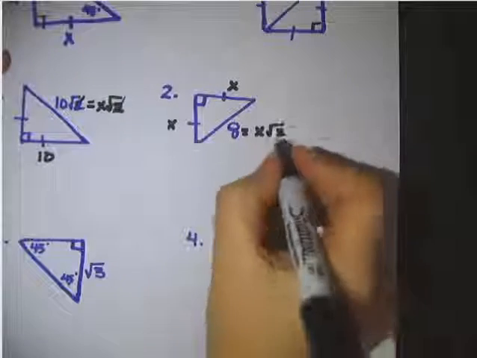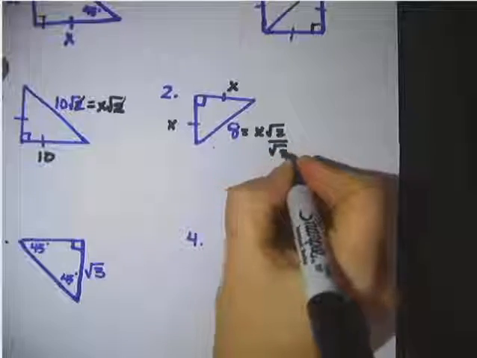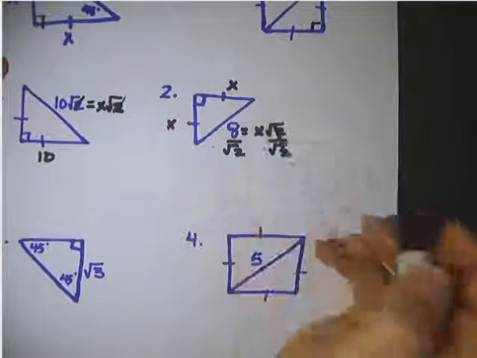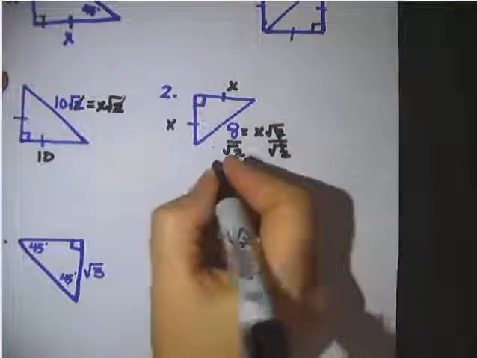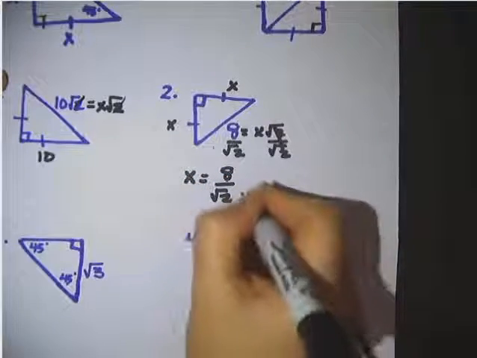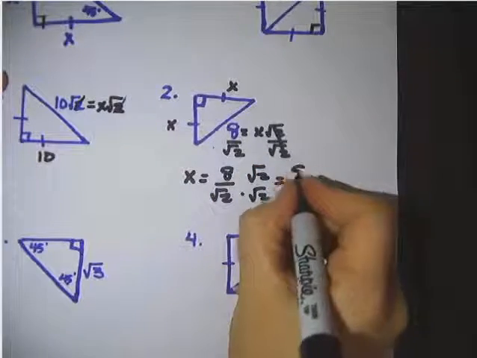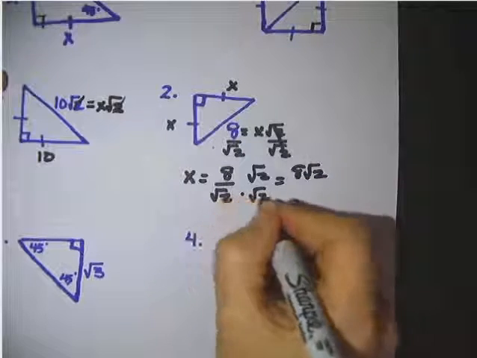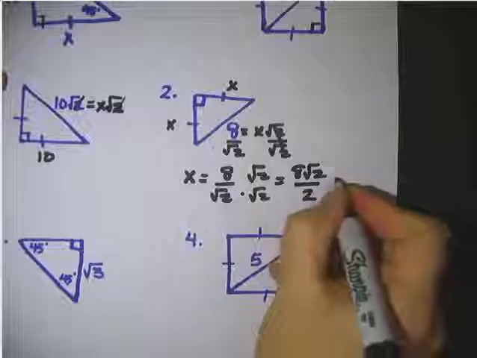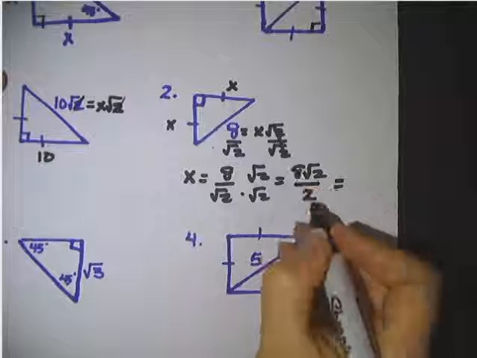To solve for x, when you have x times root 2, you divide both sides by root 2. So x is equal to 8 over root 2. But as we know, we can't have a root on the bottom, so we rationalize by root 2. 8 times root 2 is 8 root 2. Root 2 times root 2 is the square root of 4, or 2. And we can simplify that. Don't simplify into a root from out of a root, but we can simplify the 8 over 2 to 4 root 2.